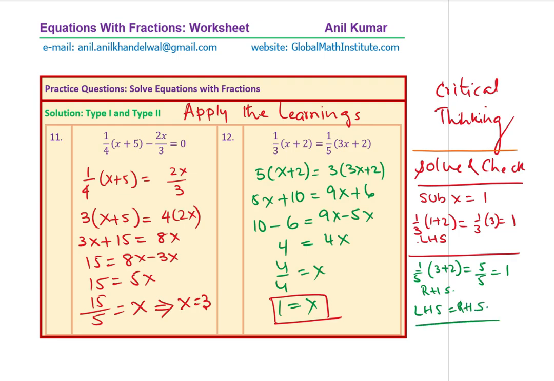Purposely, I have taken a very simple solution to show you that it is important to check the solution, and that is how we check it. So an important note here is also to check the solution. That really means show that the right hand side equals the left hand side for the given value of x. Is this part clear to you? Correct? So that is how you're going to do it.